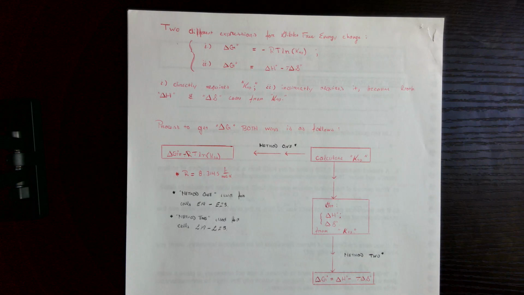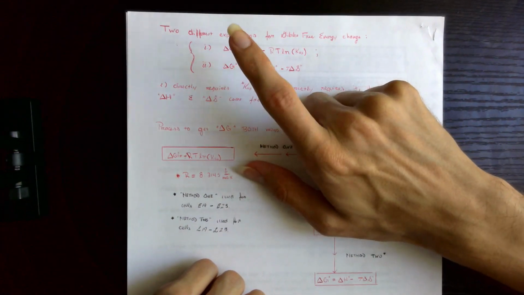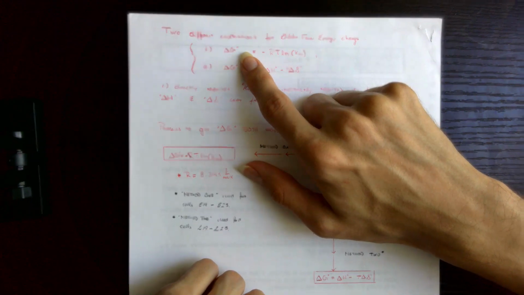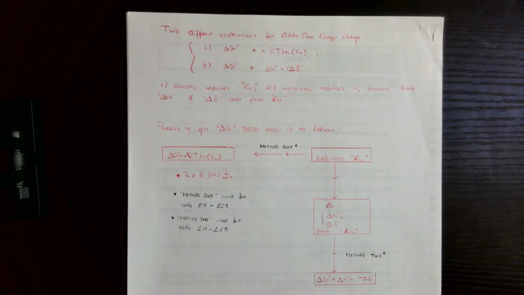Now, spontaneous here, what we mean by that is whether or not the change in the Gibbs free energy for the reaction is positive or negative. In other words, if delta G is positive or negative. If delta G is negative at a particular temperature, then the reaction is spontaneous for that temperature. If it's positive, on the other hand, then it is non-spontaneous at that temperature.